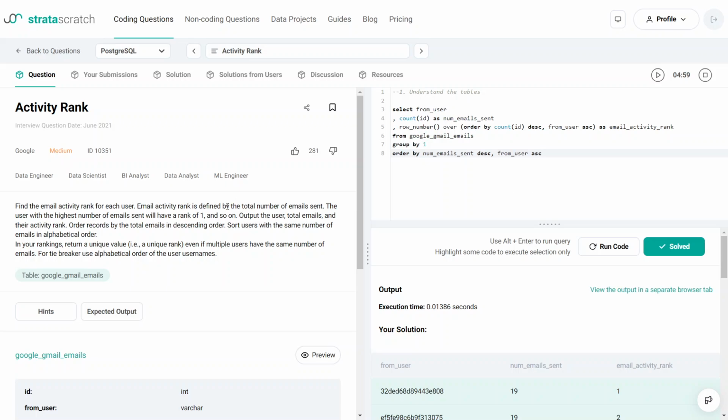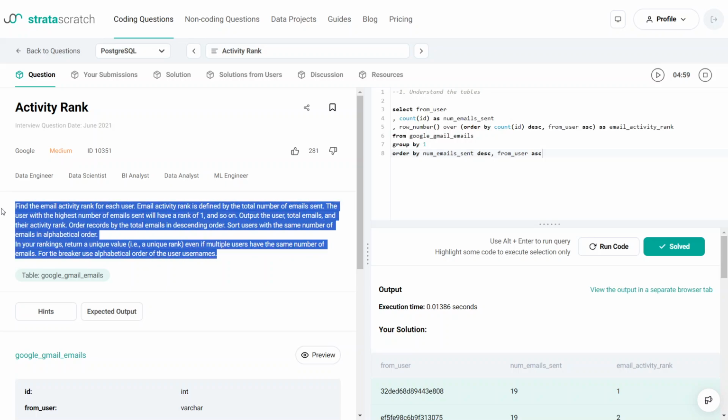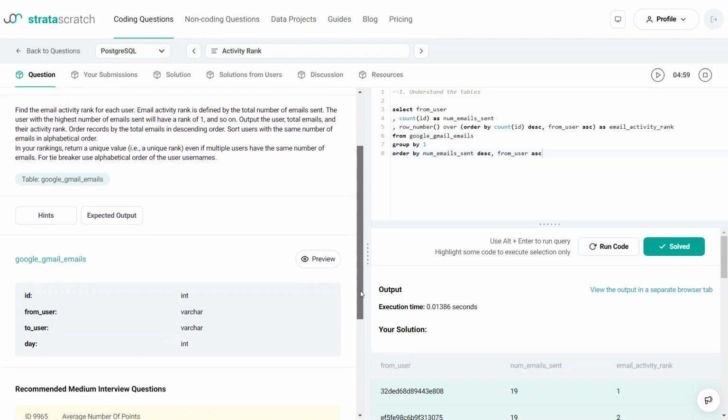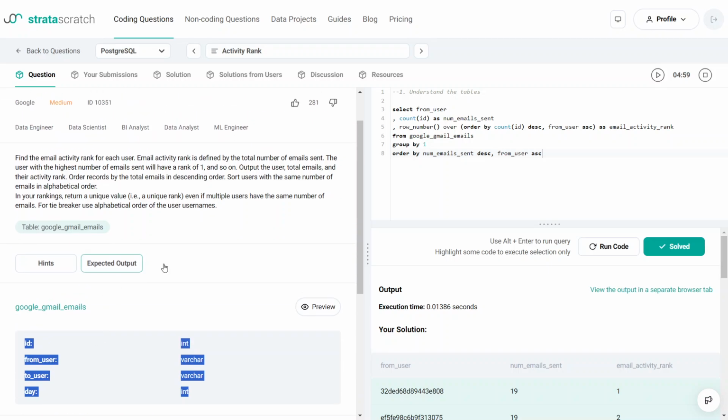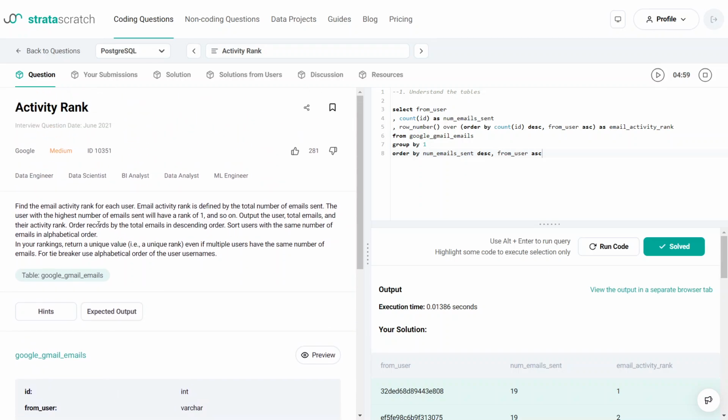Another reason why it's tricky is because of all of these instructions. Right? There's only one table, so there's no tricky join, but they throw a lot of instructions at you. First, they're saying, find the email activity rank. That's one of the first things you read, and as an interview candidate, you have no idea what email activity rank means. They do define it, but it's just an extra thing that you have to keep in mind.